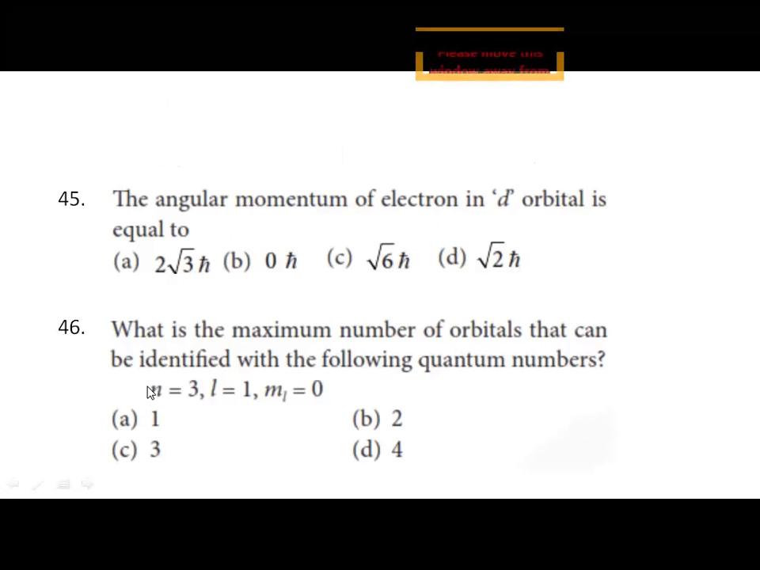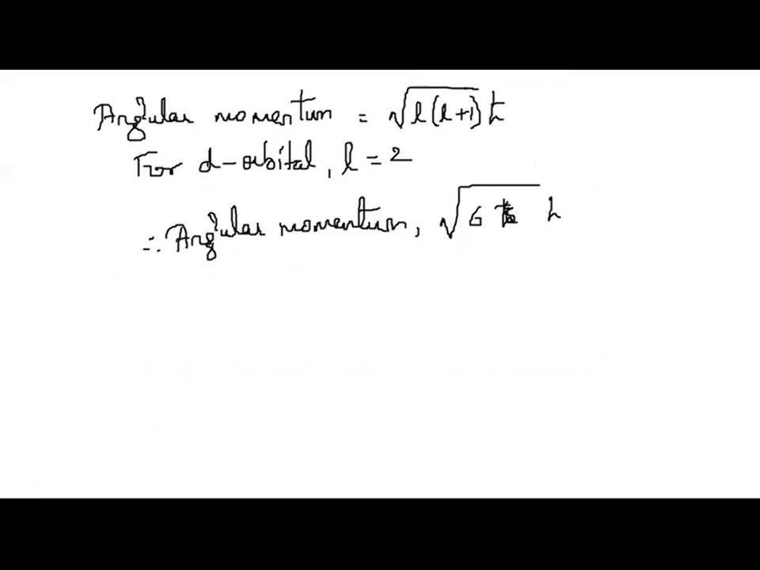Next question. What is the maximum number of orbitals that can be identified with the following quantum numbers? N is equal to 3, L is equal to 1 and M is equal to 0. For these quantum numbers, what is the maximum number of orbitals? Okay, now see, N is equal to 3, L is equal to 1 and M is equal to 0.